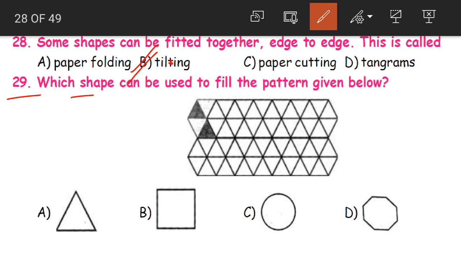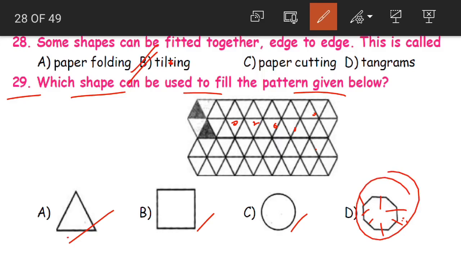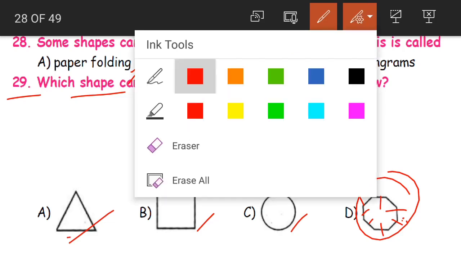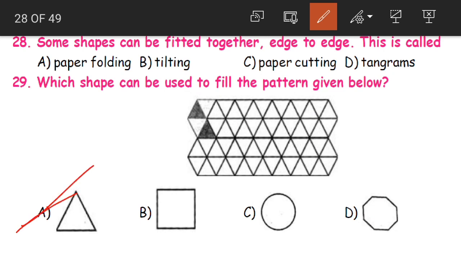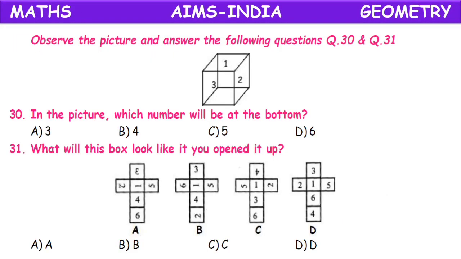Now question 29. Which shape can be used to fill the pattern given below? Now if you look at the pattern here, children, this is all we have to fill. So what shape can be used? Can we use a triangle, square, circle, or 1, 2, 3, 4, 5, 6, 7 sides? So that is nothing but an octagon. Okay, this is a polygon. Let us just for now understand that it is a polygon. Now from these, which can be used? Just by looking we can say that it is option A, triangle. Yes, this shape here is similar to a triangle. So we can use our triangle to fill the given pattern.